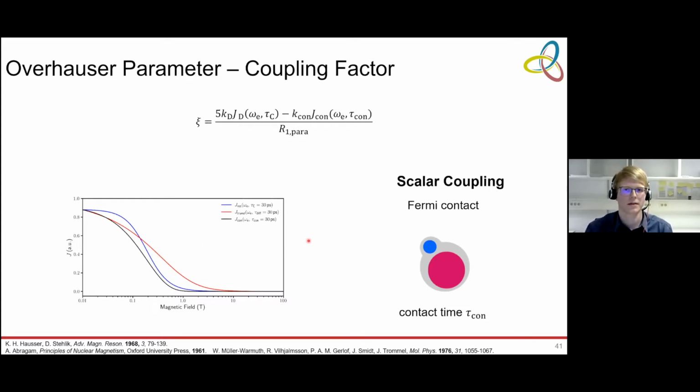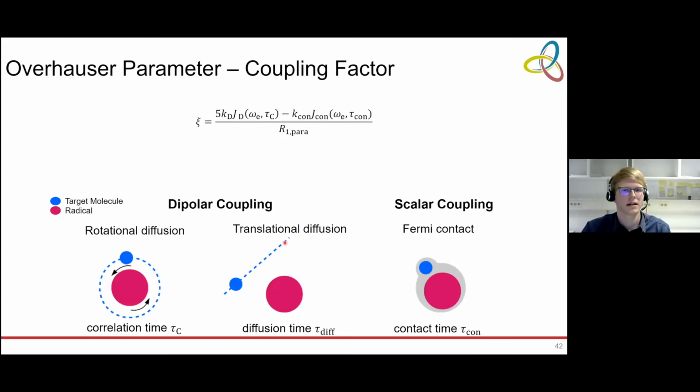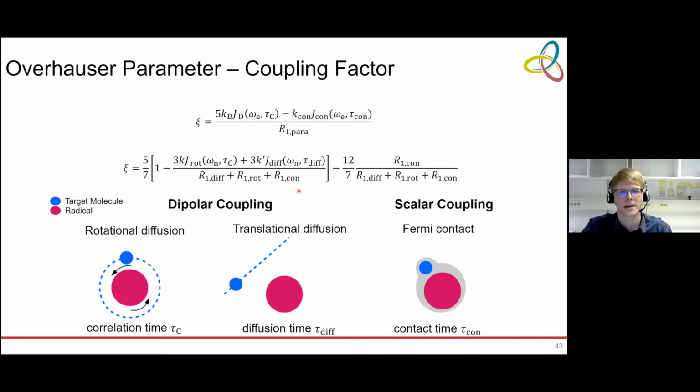So now we have defined the way our different motions can modulate our hyperfine coupling and therefore induce cross relaxation, so change the coupling factor. And we can also express this term in terms of these relaxivities. If we do that, we end up with this, which is quite a bit longer, but it actually distinguishes between all the different motions.